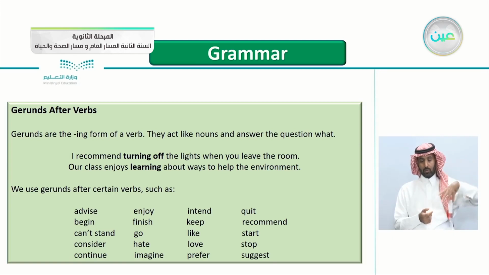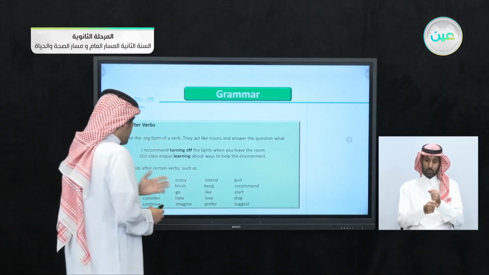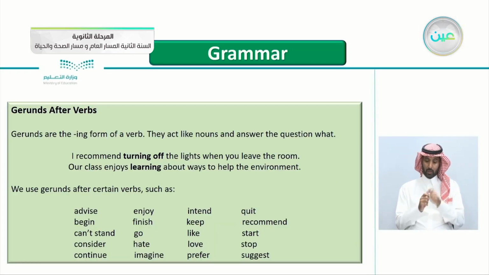Our class enjoys learning. We use gerunds after certain verbs. For example here, advise, begin, can't stand, consider, continue, enjoy, finish, go, hate, imagine, and etc. When you say, I enjoy swimming, swimming here is a gerund. It's a verb acting as a noun. I enjoy swimming. I enjoy playing football, and so on.